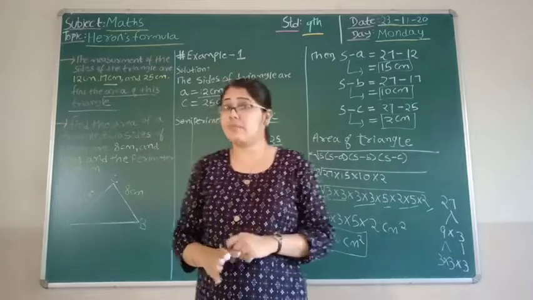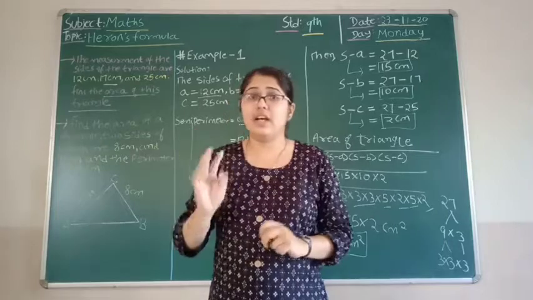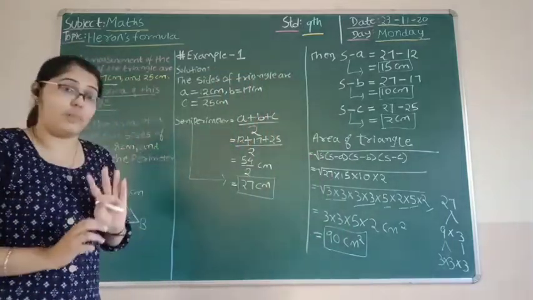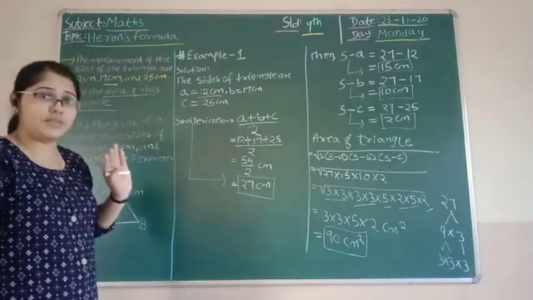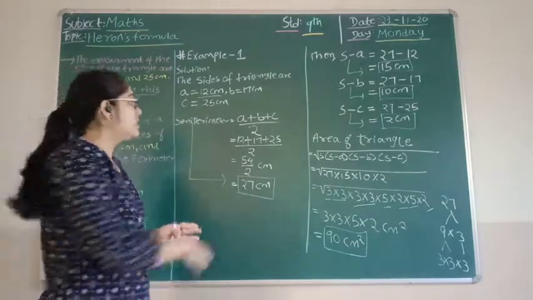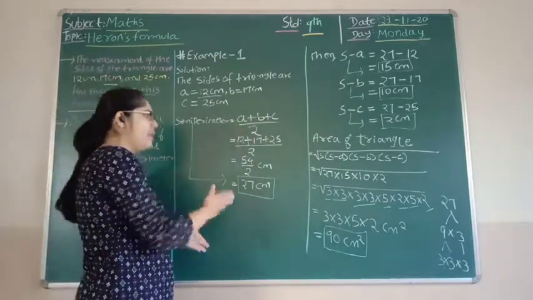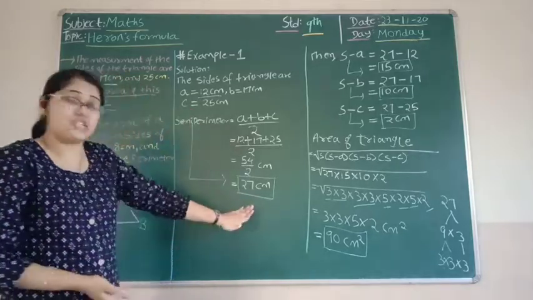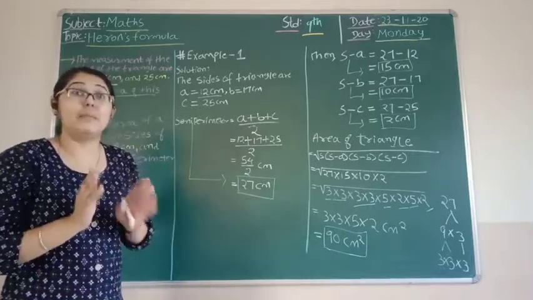What have we done in this sum? First of all, we were given the 3 sides and we need to find the area. Then what I have done, students, I first need to find the perimeter. So I named what is A, what is B, what is C, and accordingly I am applying the formula of semi-perimeter, that is A plus B plus C by 2. Now it is 12 plus 17 plus 25, and the final answer we are getting is 27. So I can say that the semi-perimeter is nothing but 27 centimeter.